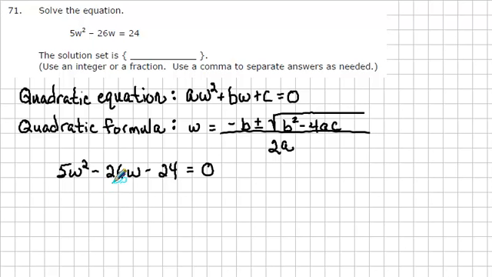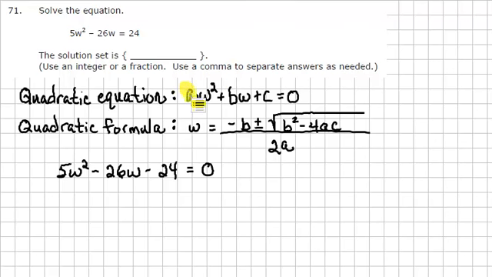The quadratic formula can be used to solve any quadratic equation. The quadratic formula says that w is equal to the opposite of b plus or minus the square root of b squared minus 4ac all over 2a. This is where a is the coefficient of w squared, b is the coefficient of w, and c is the constant term. So let's first of all identify our a, b, and c in this problem.